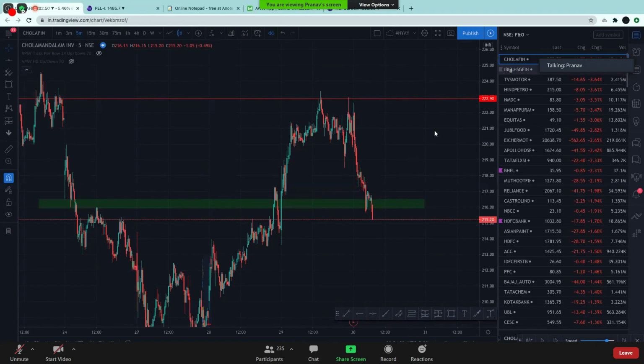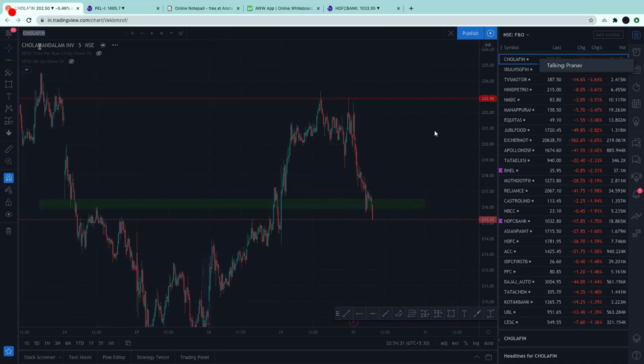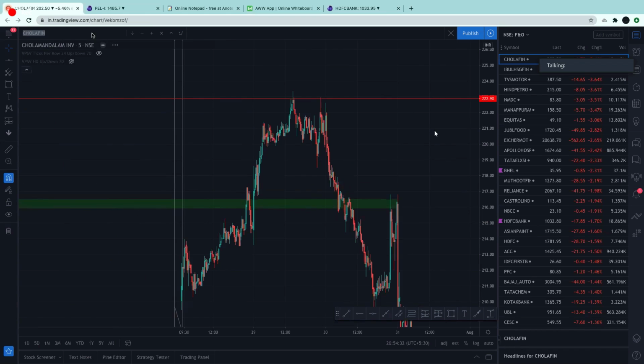TradingView. So I'm going to show this here on TradingView first, then go to Go Charting and show, so that you can also figure out how to do it there. Okay, someone said Asian Paint. So let's look at Asian Paints.